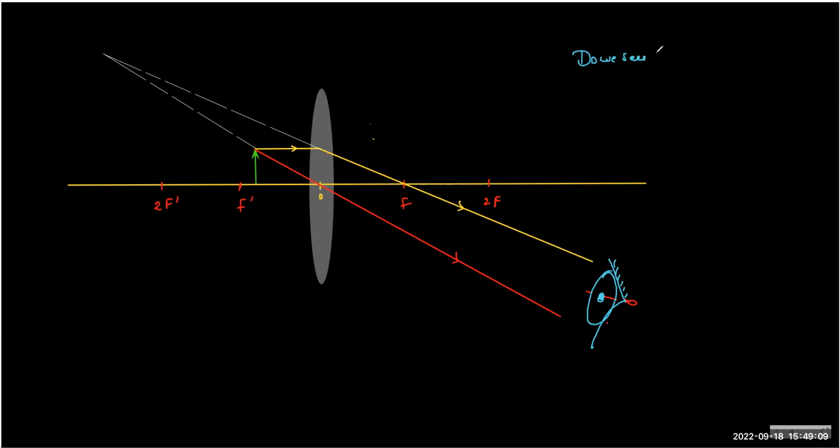Do we see object? Do we see light? So what do we see? Light. Only light. What we perceive? Object. So vision is perception. This is perception. This is vision. The concept of ray optics is explained in terms of vision, not in terms of perception.